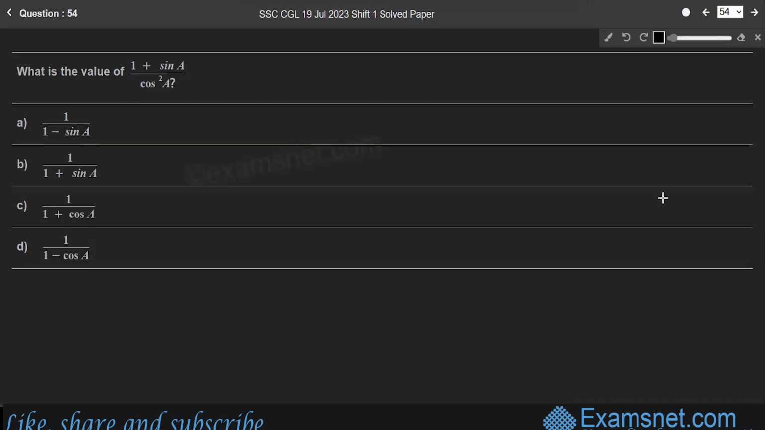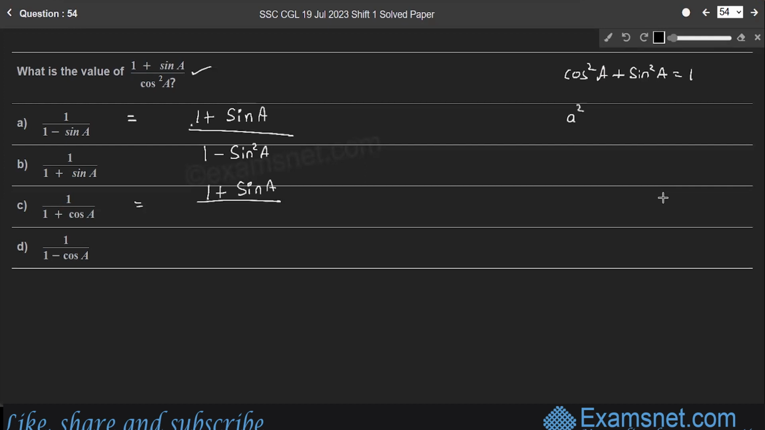Question 54. What is the value of (1 plus sine A) divided by cos square A? So here, students, we can write cos square A as 1 minus sine square A, right? So 1 plus sine A divided by, the denominator can be written as 1 minus sine square A, because cos square theta plus sine square theta is always 1, or cos square A plus sine square A is equal to 1.